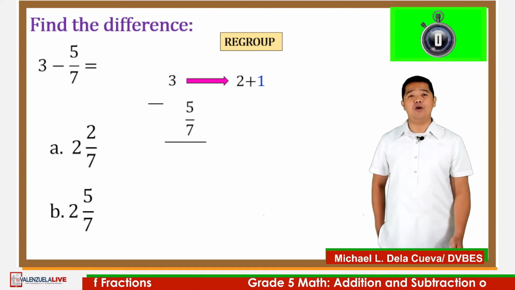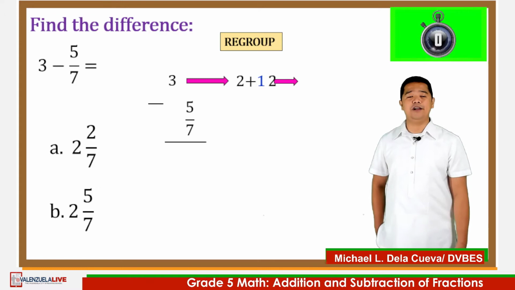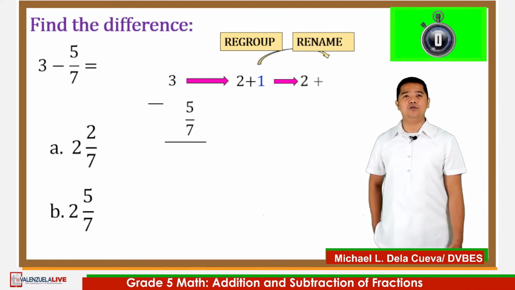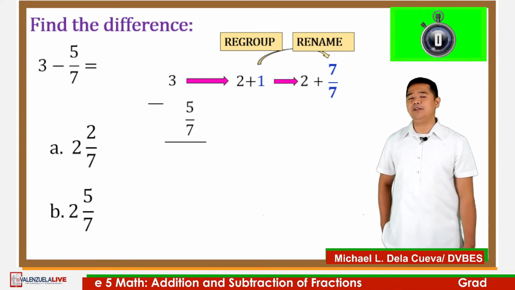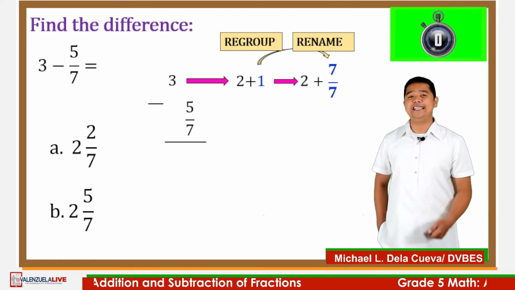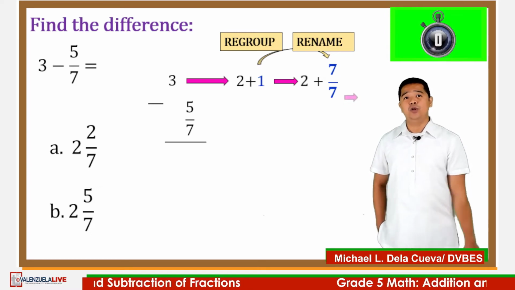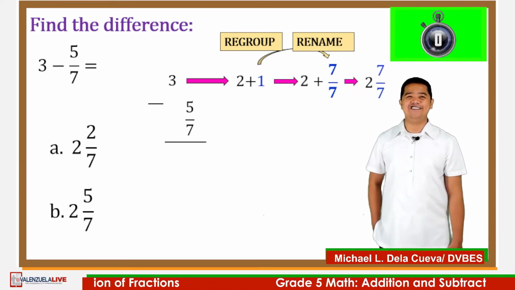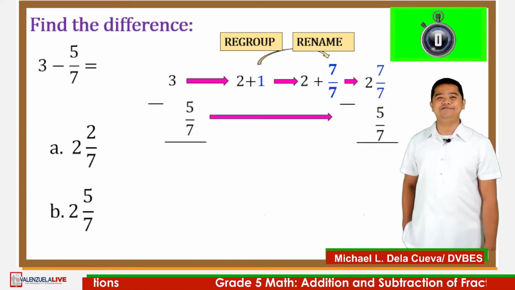And then from 1, let us rename. Let us copy number 2 and then rename number 1 to 7/7. Sir, why is it 7/7? Because the denominator of our subtrahend is 7. That's why we use 7/7. So that 2 plus 7/7 is equal to 2 7/7. And then copy 5/7.